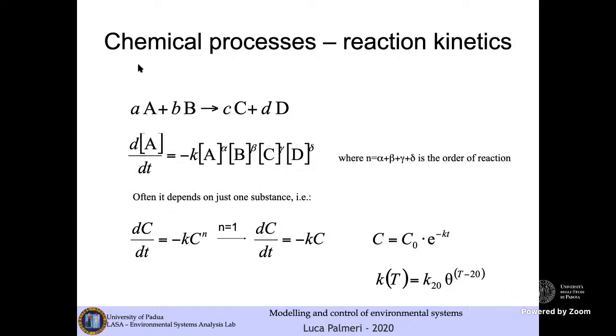So this is a way of translating this chemical writing, a chemical way of writing a chemical equation, into a differential equation in which you describe the variation in time of one of the concentrations. And we know that by the law of mass action, we may write that the variation in time of one of these concentrations is equal to these quantities, where the number alpha plus beta plus gamma plus delta is called the order of the reaction.